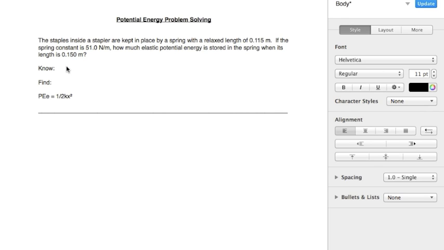Alright, so what we want to do first is identify our variables. So our first variable we're going to identify is K, which is the spring constant. And in the problem it says 51.0 newtons per meter.